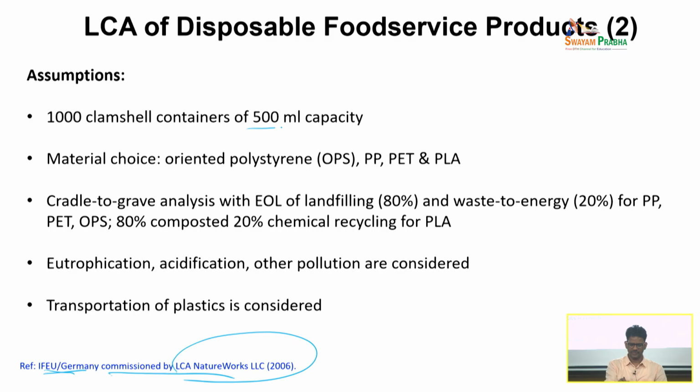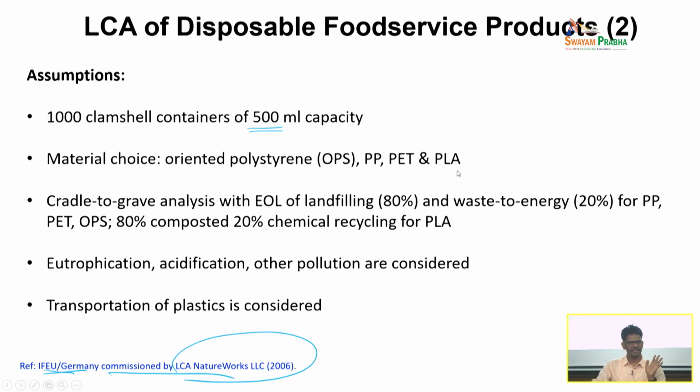So here the volume is kept constant. How much it can pack, that volume is kept constant. In the previous example, that was not considered. The masses are different, and the containing capacities are very different. So here they want to make sure that all of these containers have 500 ml. What are the material choices? They have oriented polystyrene, which is a different kind of polystyrene, polypropylene, PET and PLA.